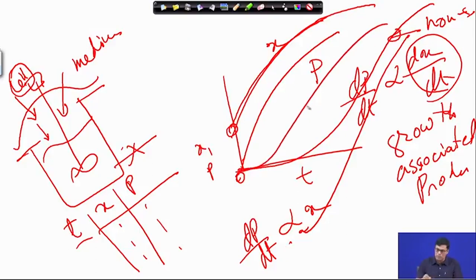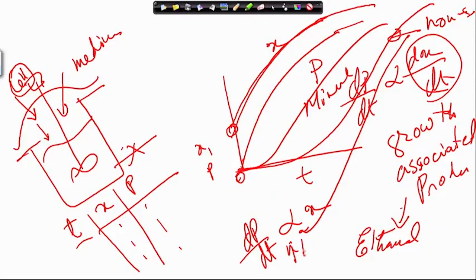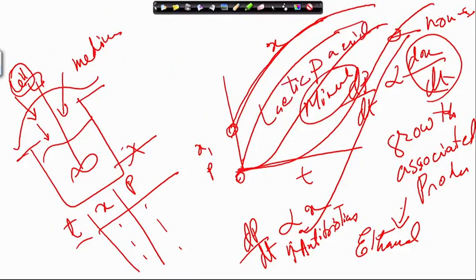Now, in case of mixed growth associated product, it is neither growth associated nor completely non-growth associated product. It depends on both the rate of growth of the cell and the cell mass concentration. Then we call it mixed growth associated. Examples are several, but in case of growth associated product, the example I told you is ethanol fermentation. Am I right? In case of non-growth associated product, all the antibiotics like penicillin. In case of mixed growth associated product, it is lactic acid. So, these are the different fermentation processes that we have.